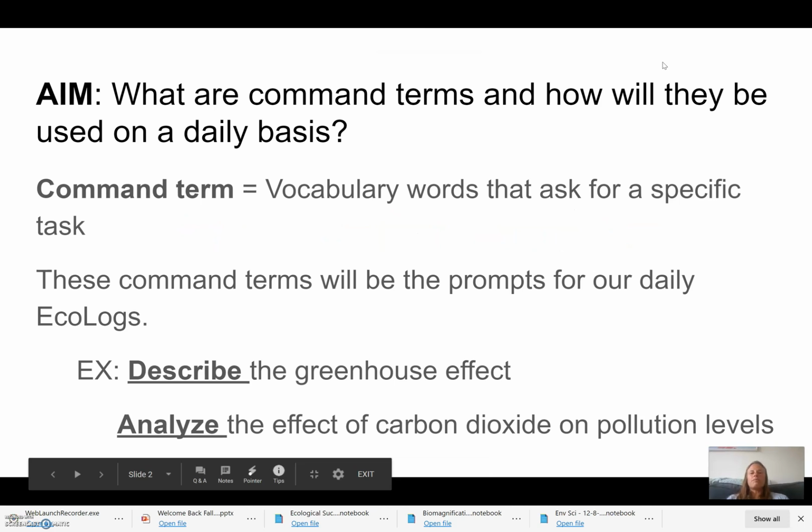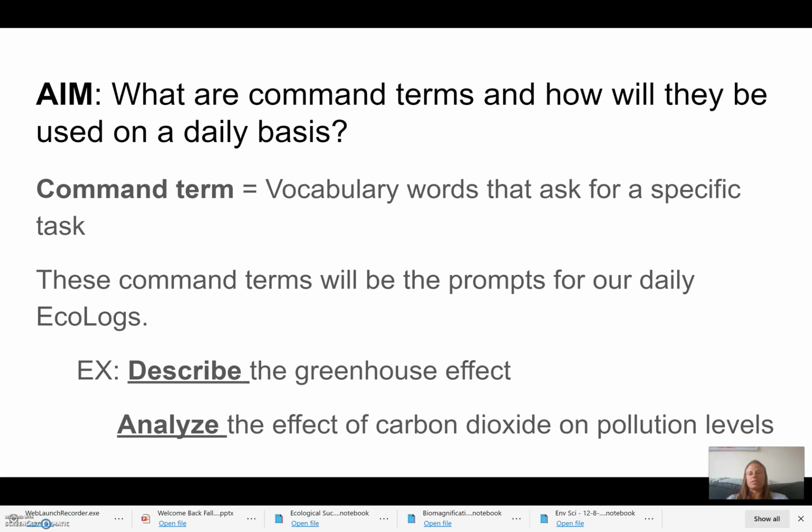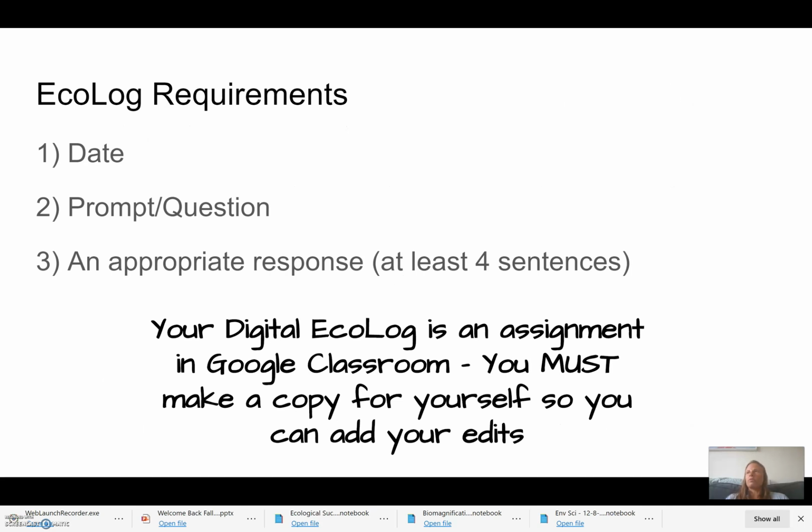So today we're going to focus on command terms and how they're going to be used on a daily basis. Well, first of all, what's a command term? A command term is just a vocabulary word that asks for a specific task. So for example, describe, analyze, discuss, explain. Well, there are specific ways in which I would like for you to respond to each one of those command terms. Within that digital EcoLog, there are 3 requirements. You need to tell me what the date is, what the prompt or the question is. Now, the prompt or the question is what starts with those command terms.